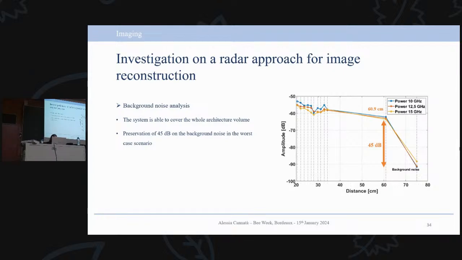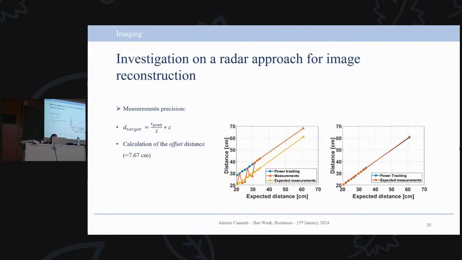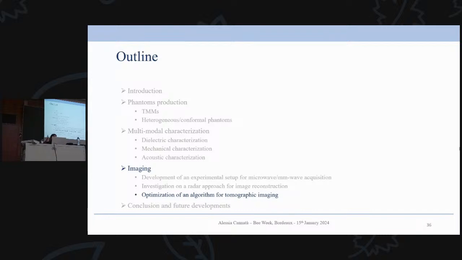And so we can conclude that this early stage system is able to cover the whole working volume. As I told you, there is an offset distance, so we tried to increase the measurement precision by subtracting this offset distance from the measured distance, and we get a good match between the expected distance and the actual one. And that's it for the radar approach that I developed in my lab.